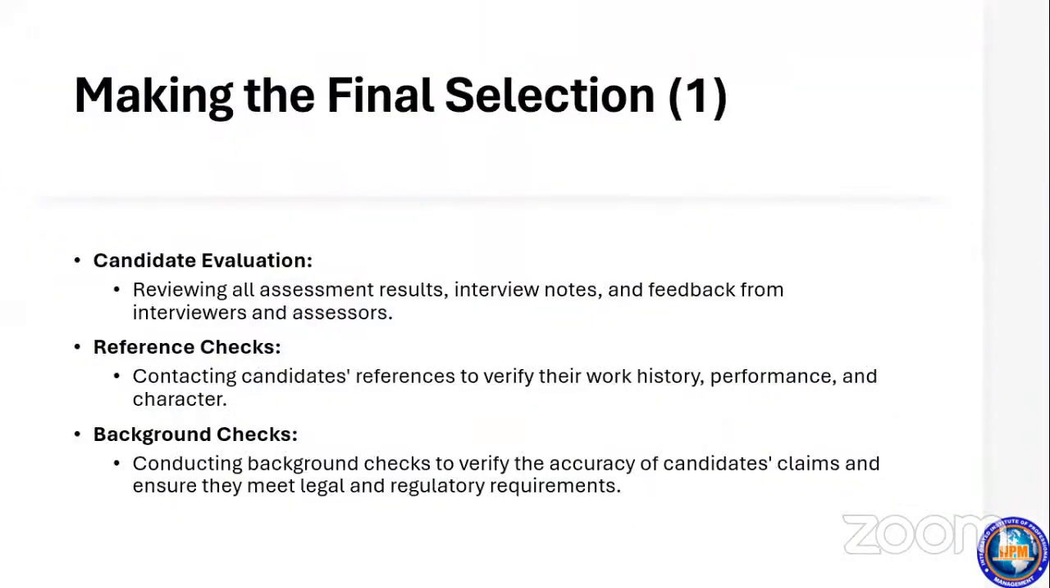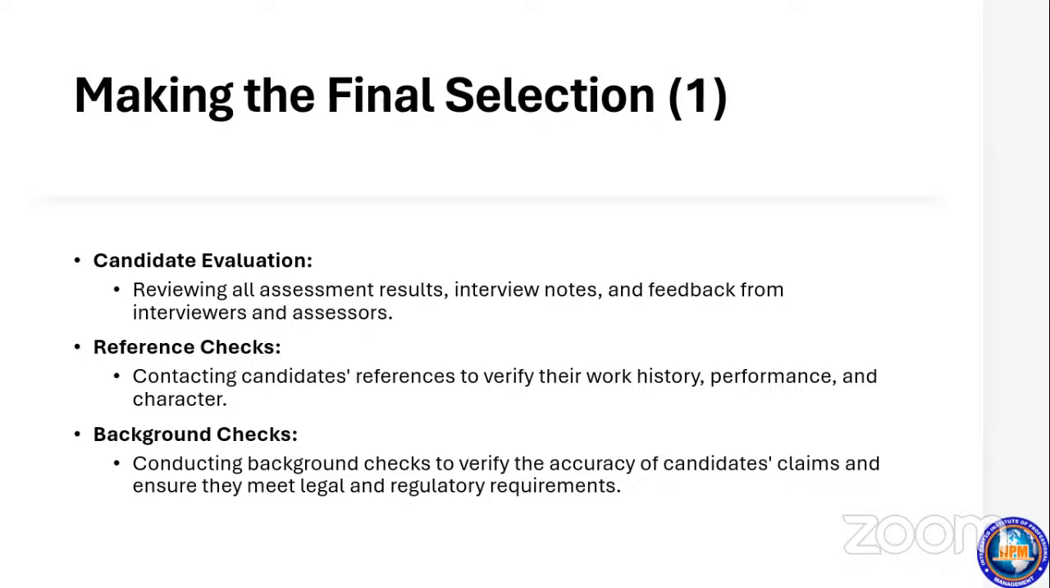Next, let's look at making the final selection. After you have done all of this, remember that all that you're doing is towards one goal, the goal of being able to make a final selection. Now, you have to review all assessment results, interview notes, and feedback from the interviewers and assessors under candidate evaluation. You also have to do reference checks, contacting candidates' references to verify their work history, performance, and character.